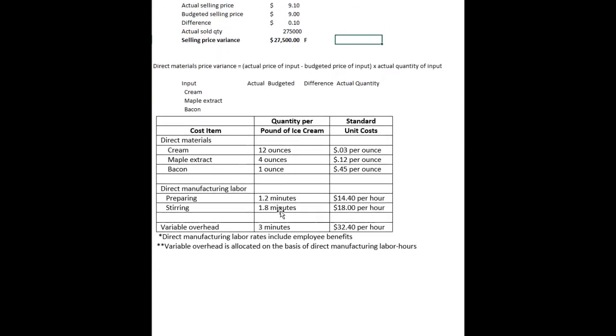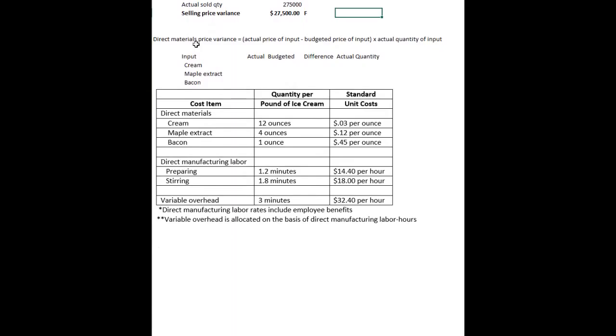And so what I've got down here are a couple of things. First, I've got the formula that we're going to use to create the direct materials price variance, and you can see that's actual price of the input, the cream, maple, and bacon, minus the budgeted price of the input for each of those three inputs. And we're going to multiply that by the actual quantity we used of each of those three inputs. So I've got a little table here made up. I'm going to first figure out what the actual cost is for each of the inputs, then the budgeted cost, and then we'll subtract the two to get a difference, and then we'll come up with our variance.